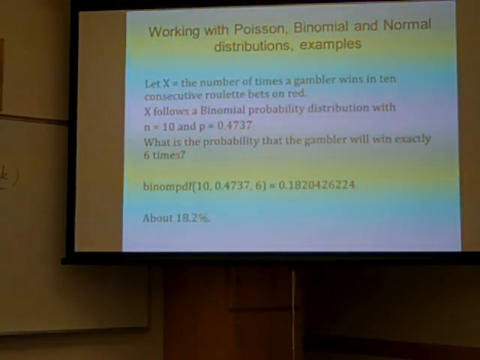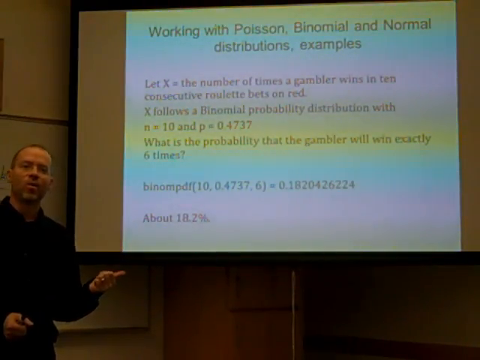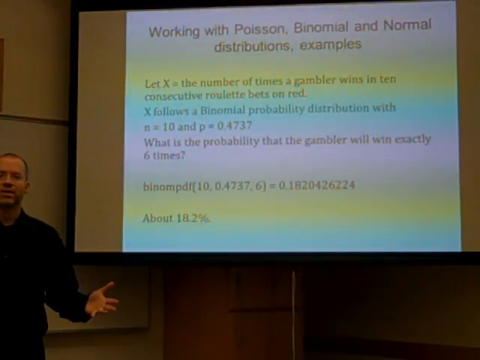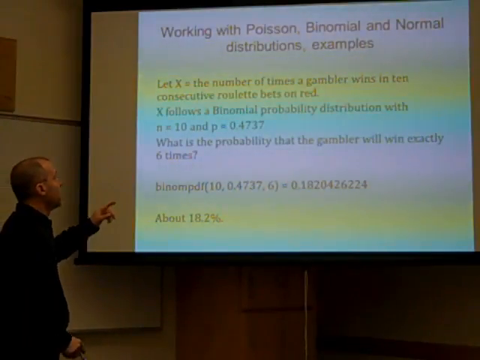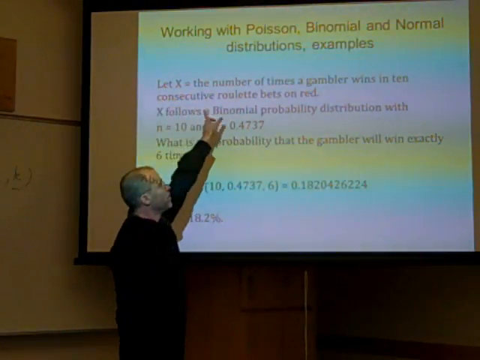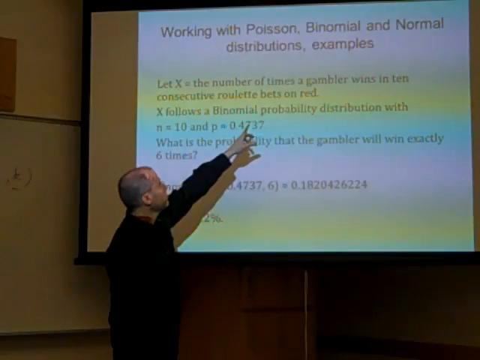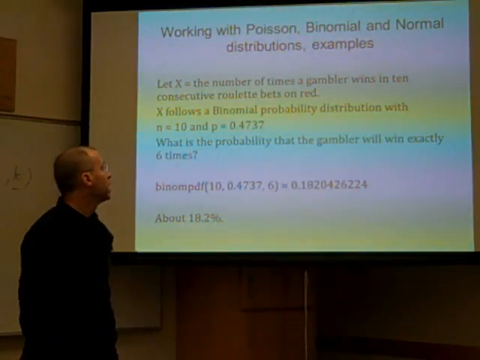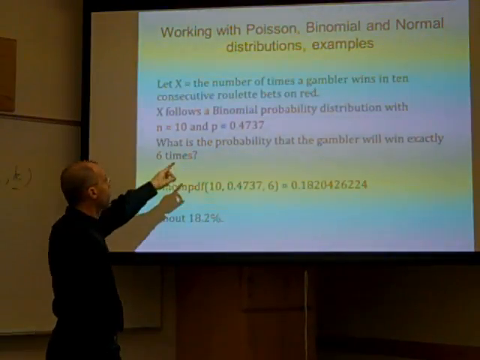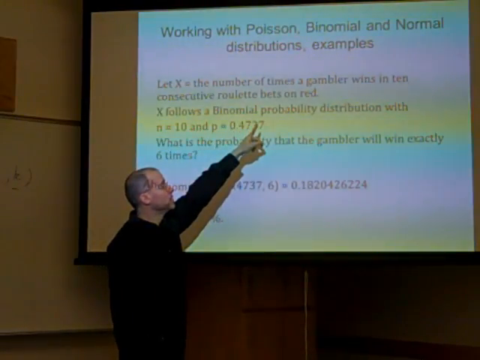Let's see. Here's another random variable, x, and this is defined to be the number of times a gambler wins in 10 consecutive roulette bets on red. This is not the example we looked at before, where the random variable was how much money do you win or lose in a roulette bet on red. This one is saying, try that experiment 10 times. So we're going to do that bet on red 10 times and spin the wheel 10 times. And x is going to be the number of times the gambler wins.